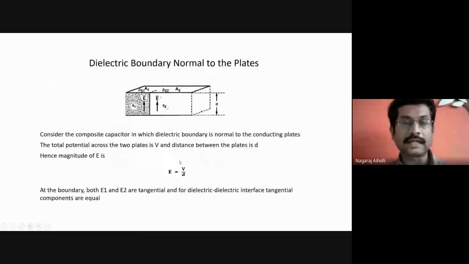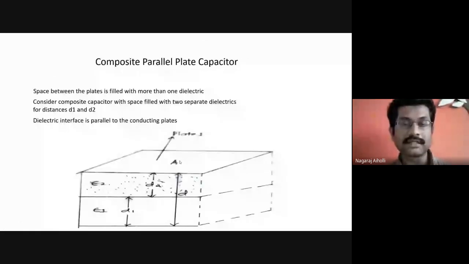What about when the dielectric boundary is parallel to the conducting plates? The one that we discussed, yes, in the previous class. The dielectric boundary which is parallel to the conducting plate. This is the boundary in between here. Okay, this is parallel to plate 1 and plate 2.